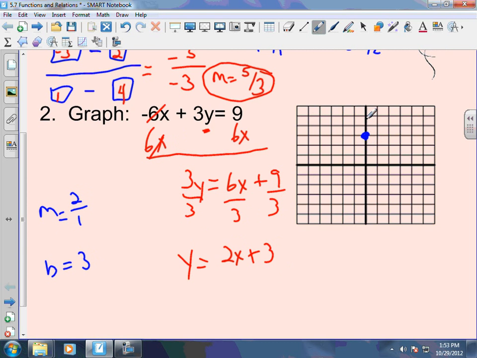So I graph my y-intercept first. My slope is 2 over 1, so I go up 2 over 1. Now, I can't go up 2 again and over 1, but 2 over 1 could also be -2 over -1. When I'm graphing slope, I can graph 2 over 1 or -2 over -1. I cannot write this as a possible answer on my paper, but I can graph this, which means I have to go down 2 over 1 to the left. Connect my dots, put my arrows. I'm done. There it is.